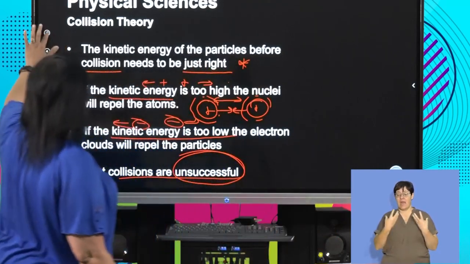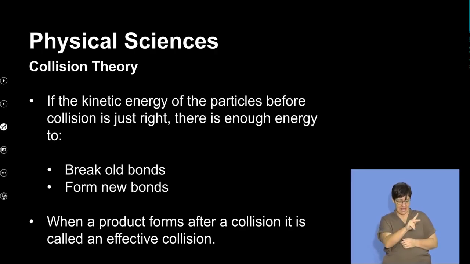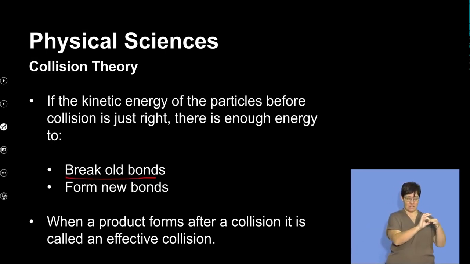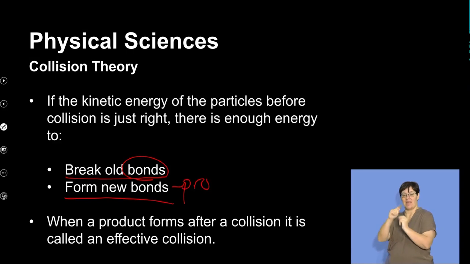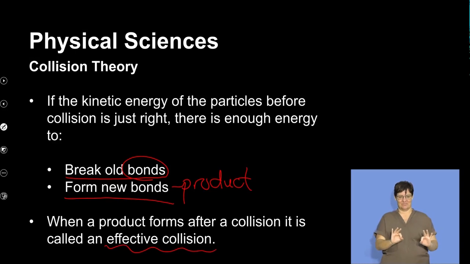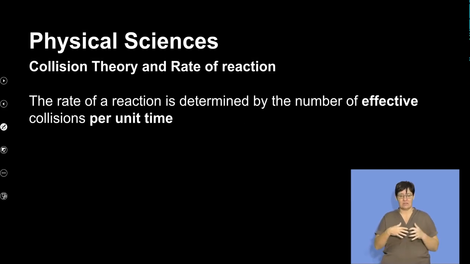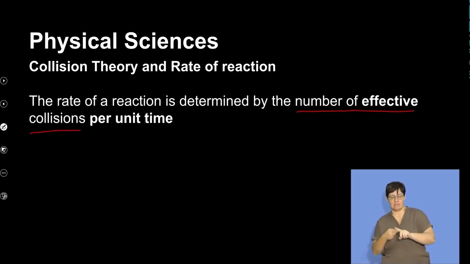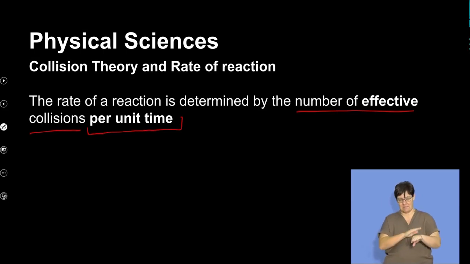But when we have the kinetic energy of the particles just right, it will break the bonds between the reactants, and it will form new bonds for the products. And when that happens, we say that that is an effective collision. An effective collision will go over into forming product. So the rate of reaction is then determined by the number of effective collisions per unit time. You must bring in the per unit time.